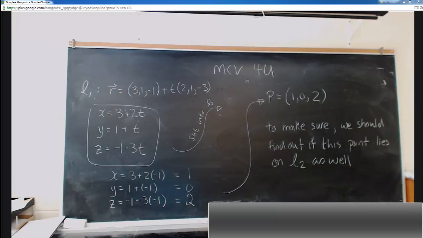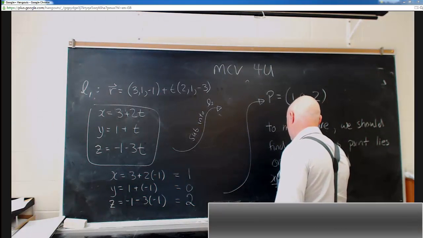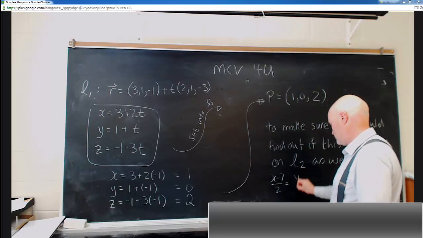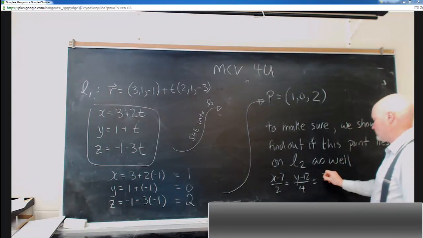Okay. To make sure, we should just see if that point lies on the second line as well. So we should substitute the 1 and the 0 and the 2 into the symmetric equations, and we should get each one of them equal to each other. What was the symmetric equations again, RJ? X minus 7 over 2. That was it. Y minus 12 over 4. Z minus 17 over 5.